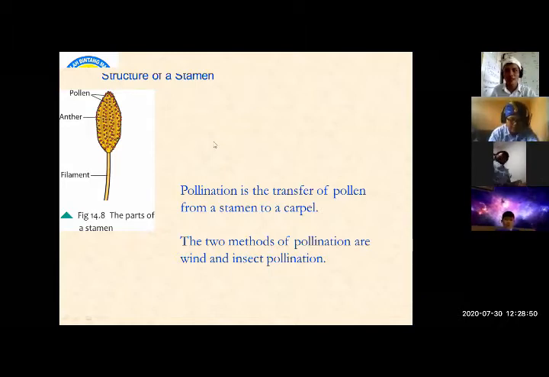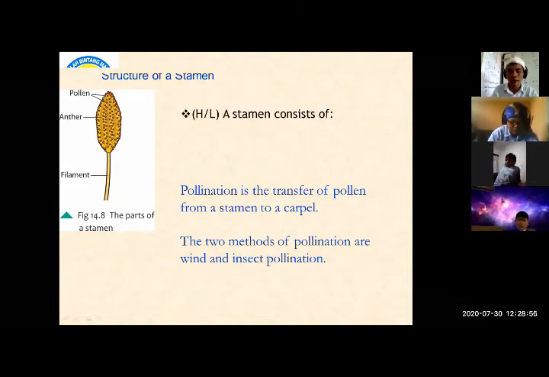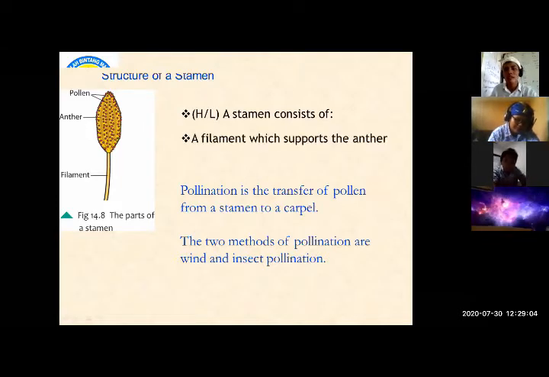Next, we have, yes, a stamen consists of, number one, a filament. Now, what is a filament for? Later you will find that question, okay? What is a filament for? To support the anther and pollen grain. Atau untuk menyangga, to hold the anther and pollen grains. If you see the picture, itu sebagai supporternya, penyangganya ya.